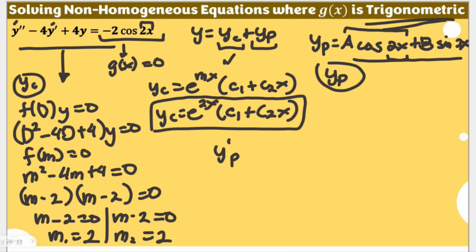So the first order derivative of your first term is just a, times the derivative of cosine 2x, which is minus sine 2x, times the derivative of your angle, 2. That's chain rule.